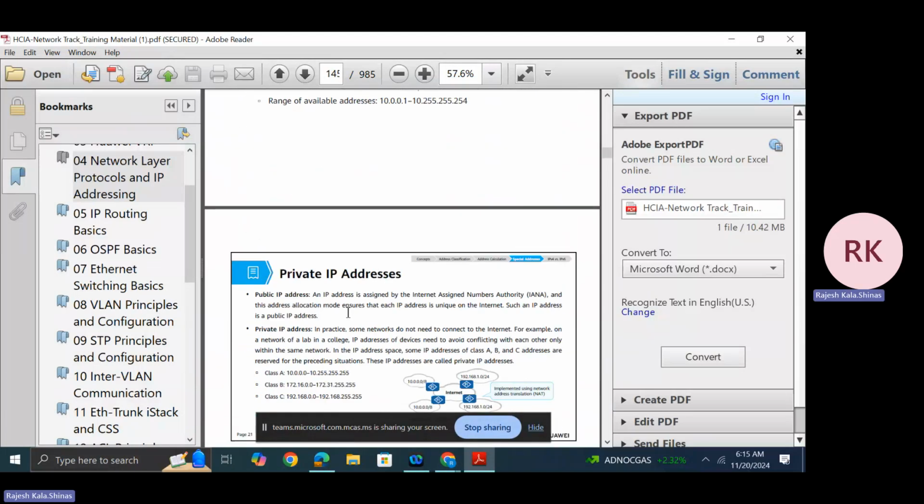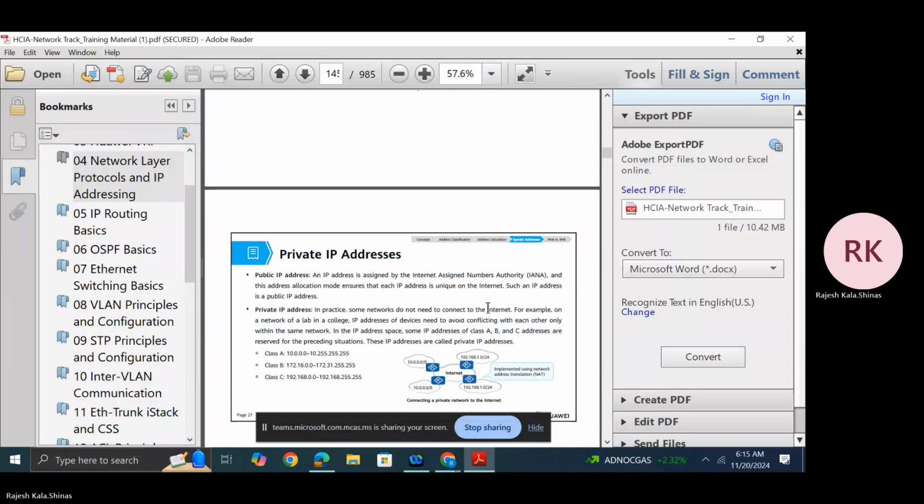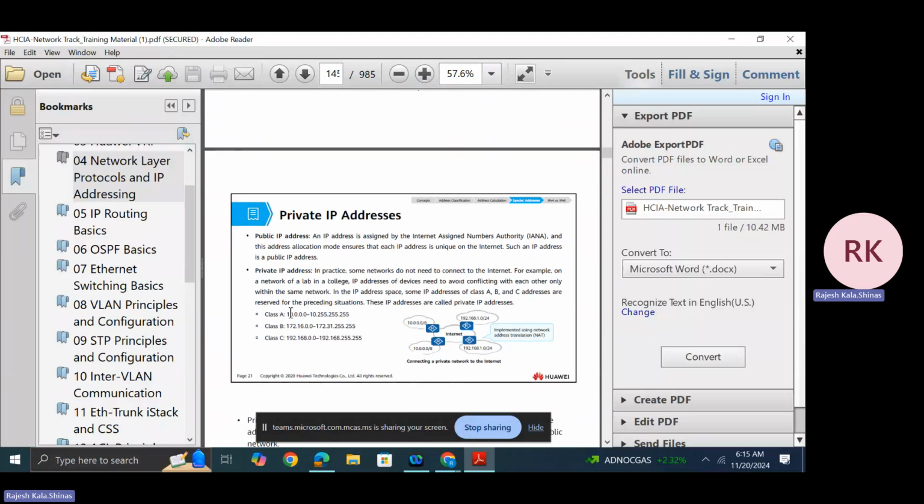Then private address means the IP address which is used in the local network, and we cannot use that IP for the internet. Whatever IP we are using in the classrooms or office, they are all called private addresses. They cannot be used on the internet. For example, in class A we have 10.0.0.0 to 10.255.255.255. Class B and class C have their own ranges. In some exams they will ask you the range of private addresses, so remember this. Class B is 172.16.0.0 ending at 172.31.255.255. Class C is 192.168.0.0 ending at 192.168.255.255.